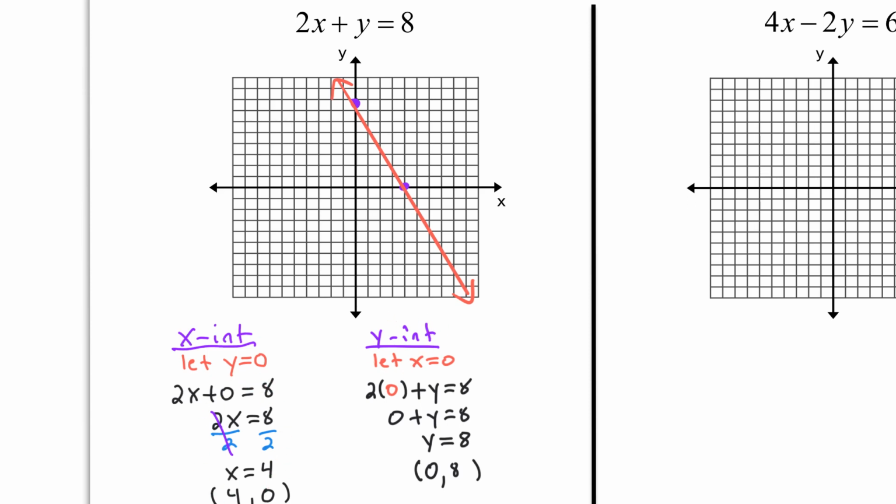I'm going to show you a shortcut for the next example because there's something you can do. You can actually ignore the x when you look for the y-intercept, or you can ignore the y when you're looking for the x-intercept. And it's a little bit faster to find those intercepts. So let's go to the next one here.